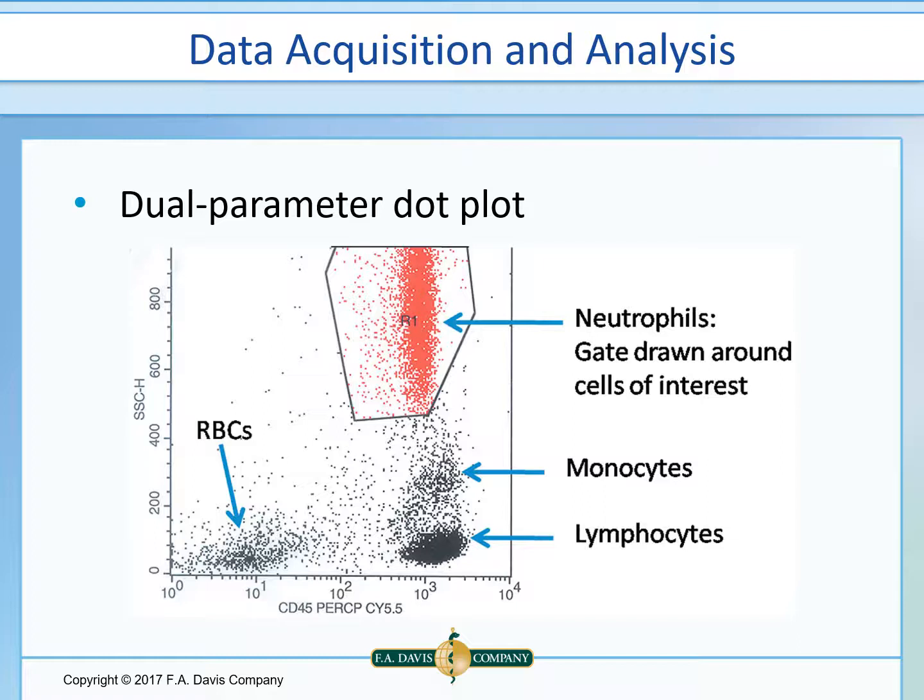The figure pictured here is an example of a dual parameter dot plot. Both parameters on the x and y axes are chosen by the operator, and in this case, lysed whole blood cells are analyzed on CD45, which is on the x-axis, and SSC on the y-axis. The operator then draws a gate or isolates the population of interest. So in this example, differentiating the granulocytes, monocytes, and lymphocytes for further analysis.